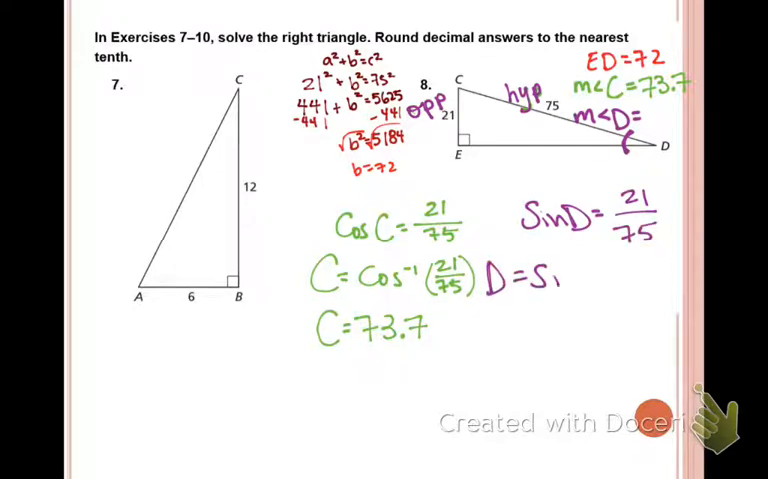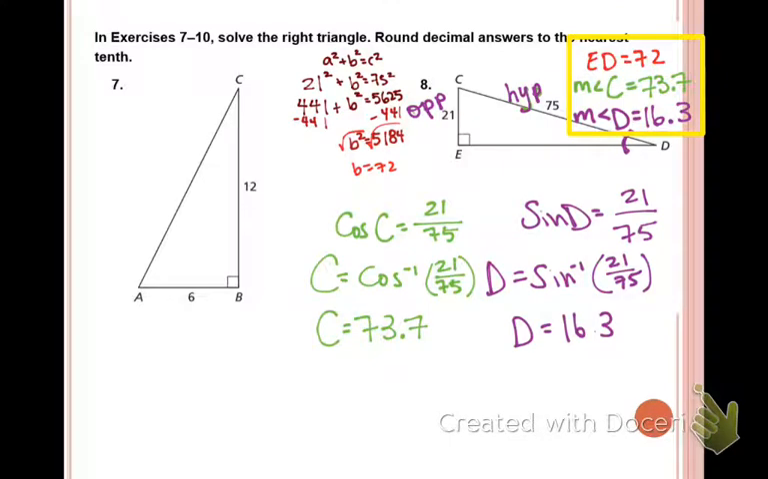So use the inverse. So angle D equals 16.3. What should all the angles add up to? 180. You can go ahead and put that aside for now.